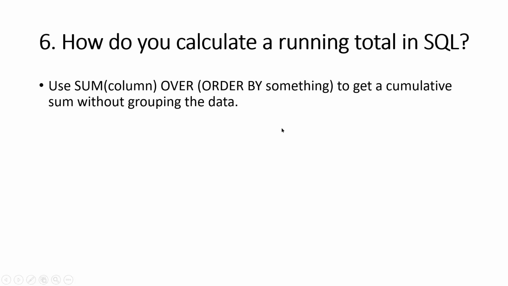How do you calculate a running total in SQL? We can calculate a running total using the sum function and using a window function, which is over, and we need to order by something to get a cumulative sum without grouping the data.